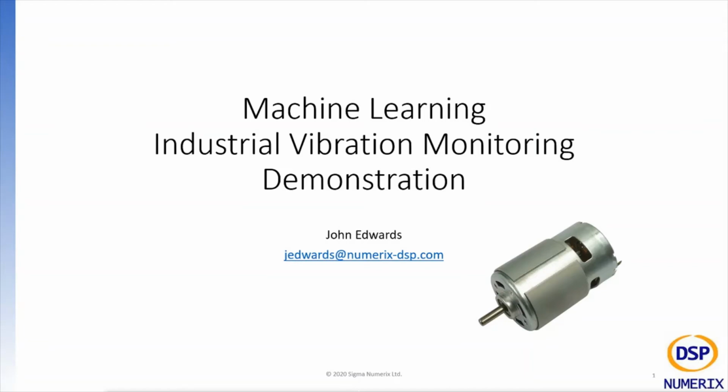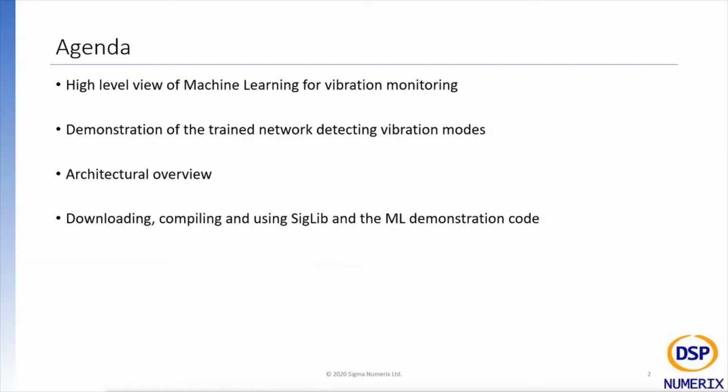Welcome to this overview of the Sigma Numerix machine learning vibration monitoring demonstration. In this demonstration, we're going to have a quick high-level view of machine learning for vibration monitoring. We're going to see a demonstration of the trained neural network detecting different vibration modes. And following the demonstration, we're going to provide an architectural overview of the application, and we will conclude with simple instructions for downloading, compiling, and using the SIGLIB machine learning code and demonstration.